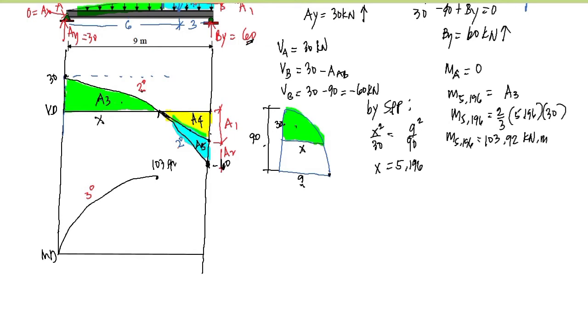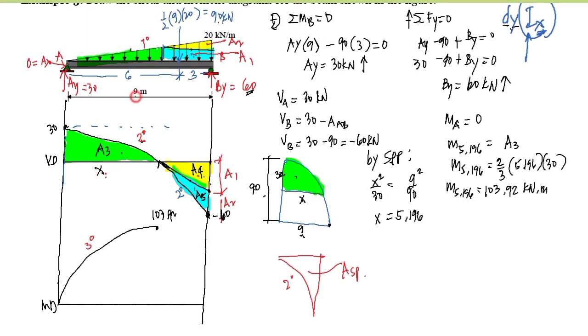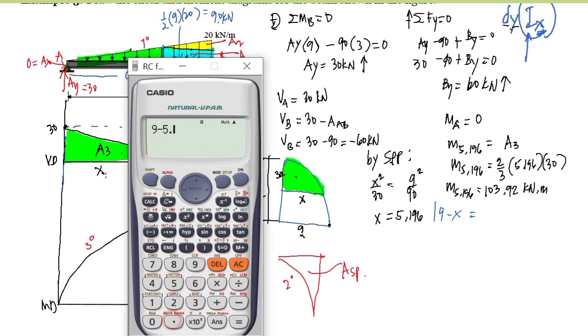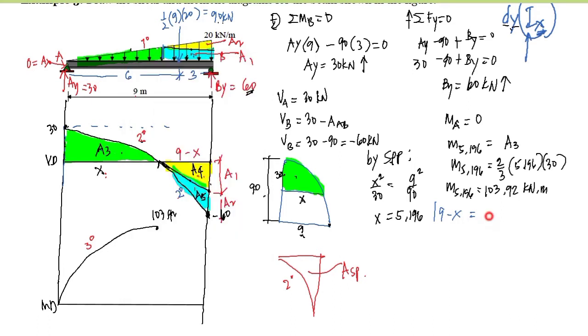If I had not established area 4 and area 5, we would usually think this area is just the area of a spandrel, if we did not visualize that these are two areas. That becomes a big problem. So, what is the area of the spandrel? Let's look. If this is x and the total length is 9, this distance here is 9 minus x. Since x is equal to 5.196, 9 minus 5.196 is equal to 3.804. And we know this height is negative 60, so that's 60.